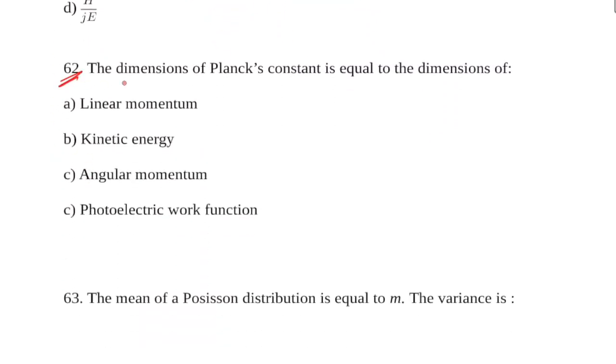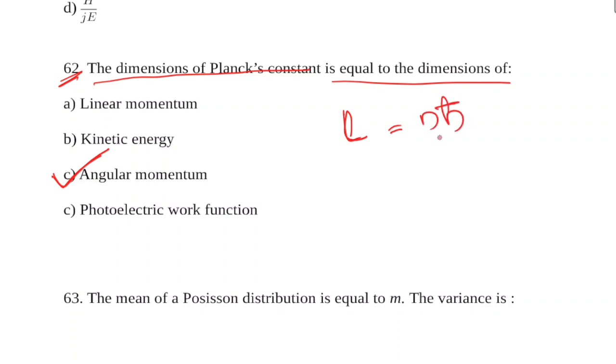Next, 62. The dimensions of Planck's constant are equal to the dimensions of angular momentum. Okay, you can directly write this from Bohr's atomic postulates. We know angular momentum is given as an integral multiple of h cross. That means, and you should remember from dimensional analysis, the equation is valid only if the left hand side and right hand side have the same dimension. So from here you can say Planck's constant has the dimension of angular momentum.